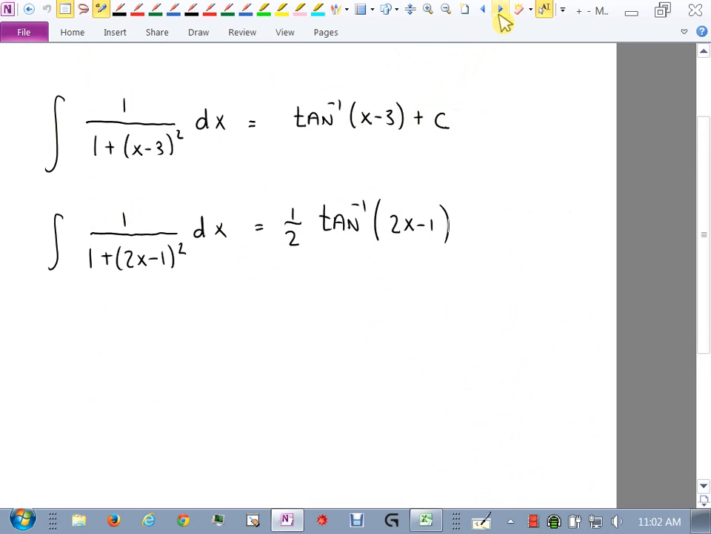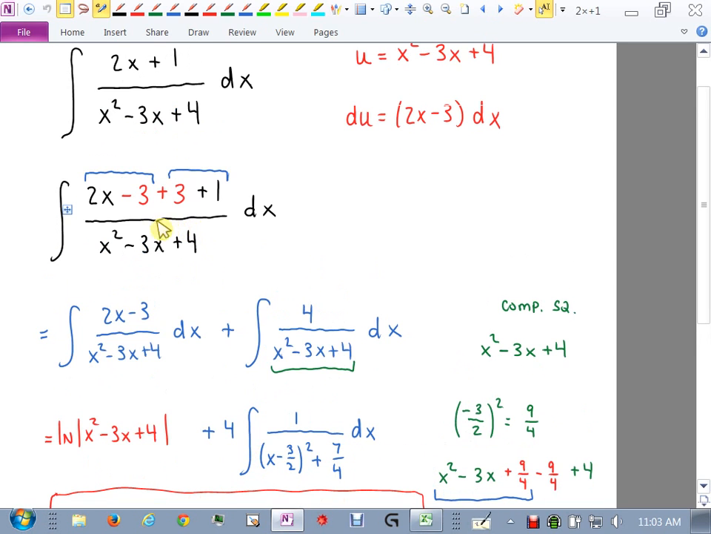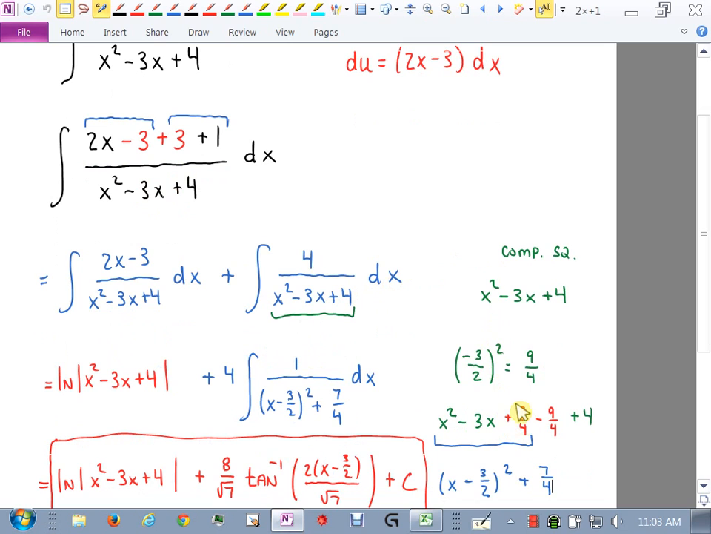And then I believe after that, I showed you this example where we had a quadratic on the bottom, we had a linear expression up top, but it did not match, right? You take the derivative of the bottom, it was not 2x minus 3, so I was clever and I rewrote the plus 1 as a minus 3 plus 3 plus 1. Do y'all remember this example? What happens here is that we can break it up into two integrals. One of them should be pretty straightforward. It's just 1 over u du. The other one, what did we do here? We completed the square, okay?